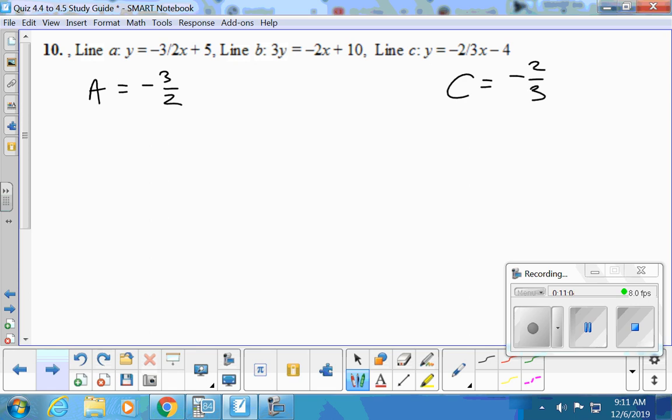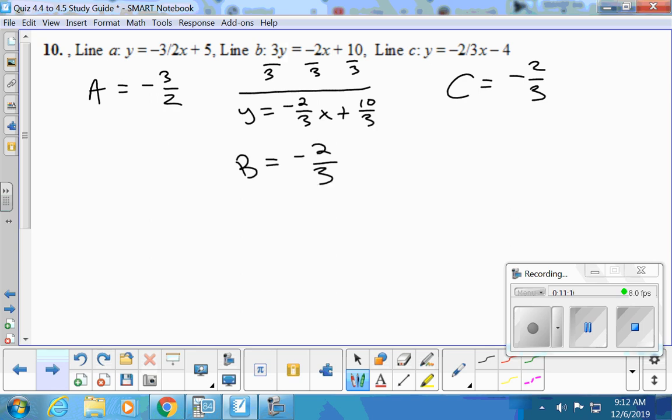I don't know. Divide everybody by 3. It's negative 2/3 x plus 10/3. So the slope of line B is negative 2/3. So is anybody parallel? Yes. Parallel means same slope. So B and C are parallel.